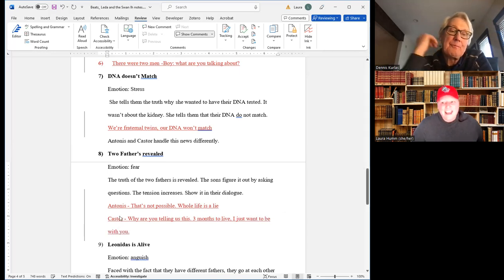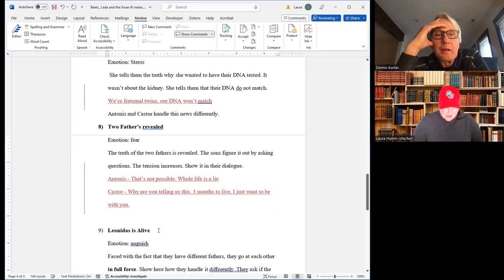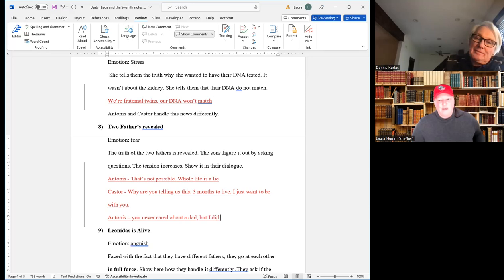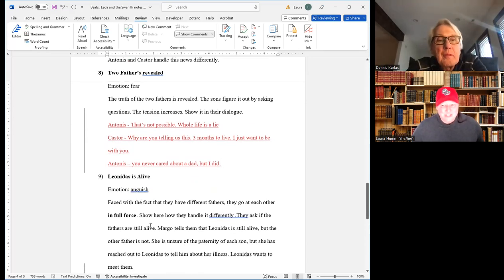And then again, this is where they can turn on each other. And Antonis can be like, you never cared about a dad, but I did. And then that's when she has to go to this moment where she's like, but there's more. Antonis, your dad is actually alive. There's always more.